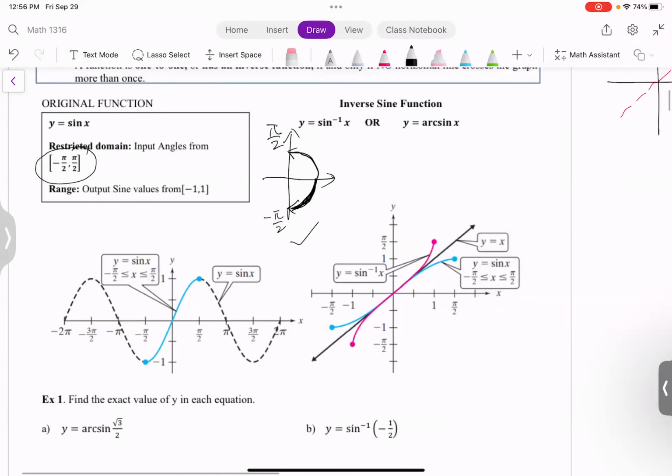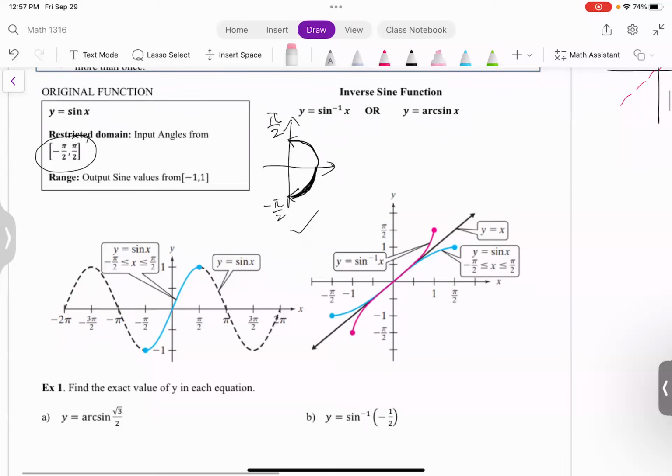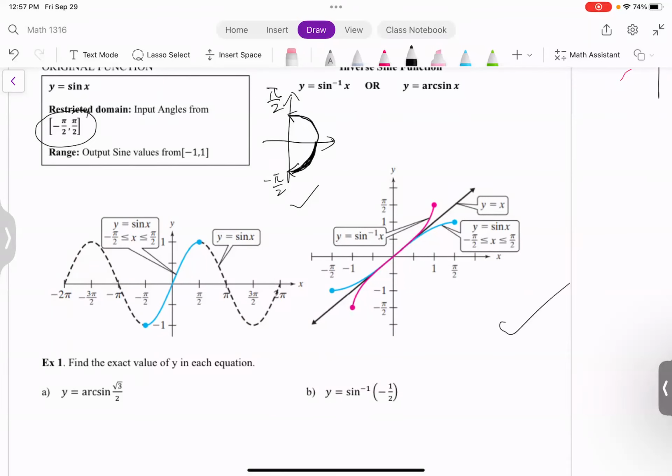And how do we describe the inverse of sine? We say inverse of sine x or arc sine x. So arc sine x represents the inverse function of sine. From this image, you see the blue curve is the graph of sine x between negative pi over 2 and pi over 2. And its inverse function is the pink curve. The pink curve and blue curve are symmetric along y equals x.